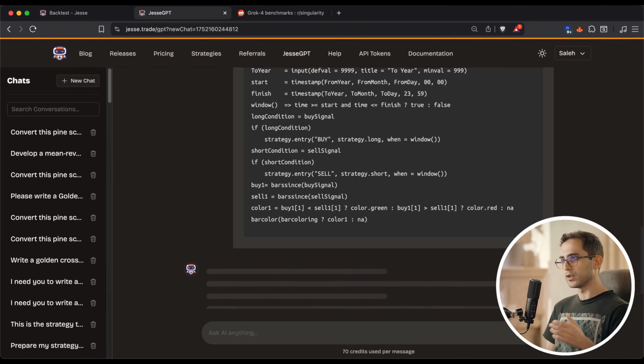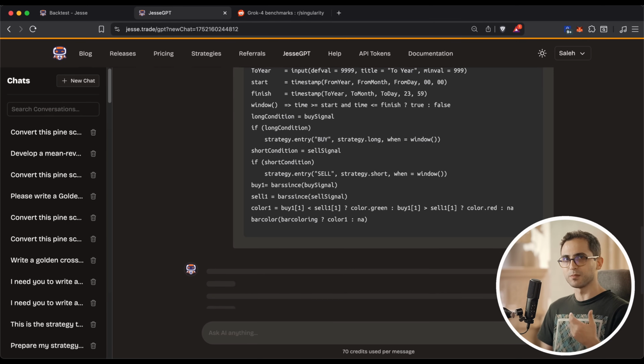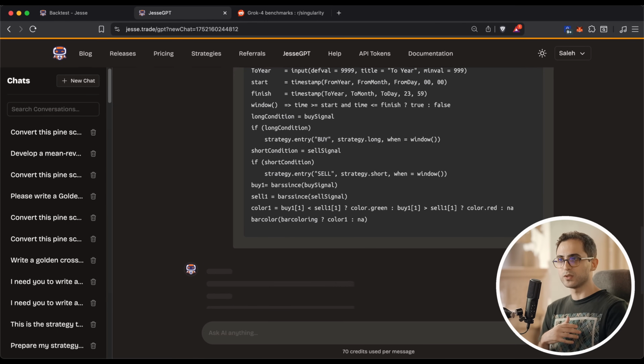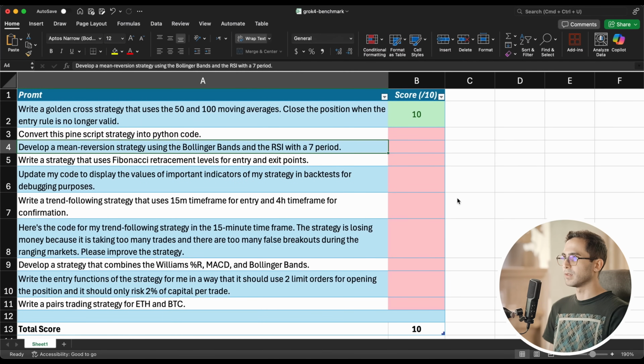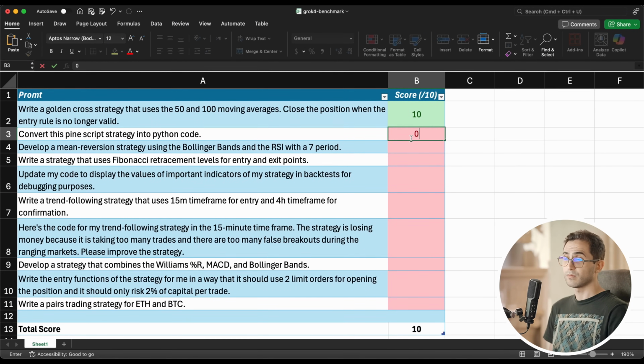Now, unfortunately, no matter how many times I tried this question, it just doesn't work and it doesn't give me any answer. I'm not sure why that's the case, because I tried it with Grok 3, the previous version of them, and it works fine, or with any other model on JesseGPT. But for this question, it's not. So unfortunately, I have no choice but to give them 0 for this question.